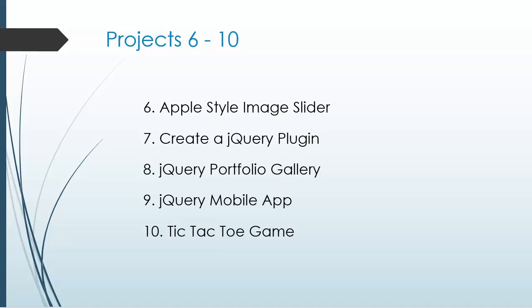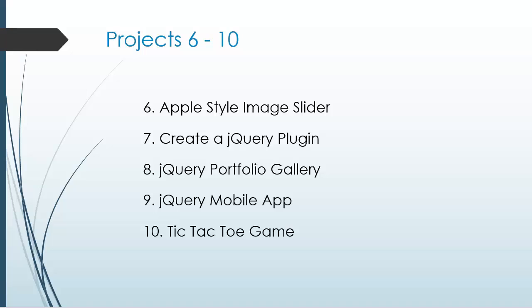Projects 6 through 10, we have an Apple-like image slider. Alright, so basically a thumbnail slider like you'd see in iOS or on the Apple website. Project 7 will be a jQuery plugin. We'll create it and we'll also submit it to the plugin registry at jQuery.com, which will be kind of cool. Project 8 will be a portfolio gallery with a few different features.